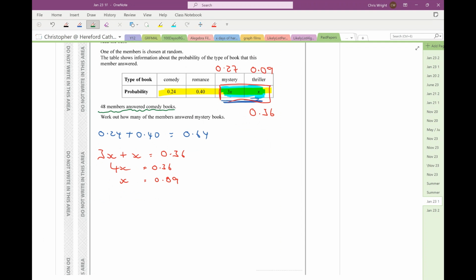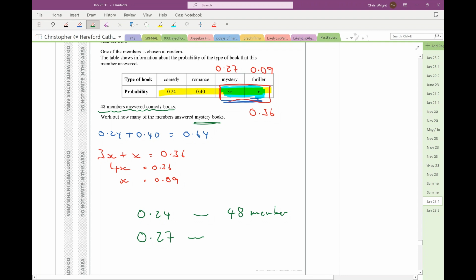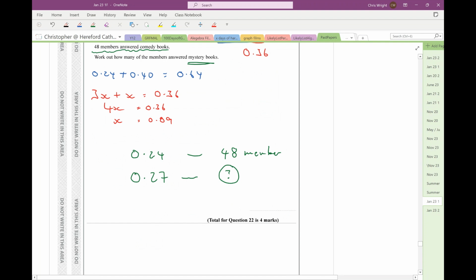Well, the probability of comedy is 0.24, and that was 48 members. And it wants to know how many members would be the same as a probability of 0.27, because that's the probability for mystery. Well, 24% of the members is 48, so 27% of the members are just going to times by 2, aren't you? 27 times by 2, 54. So my answer is 54.